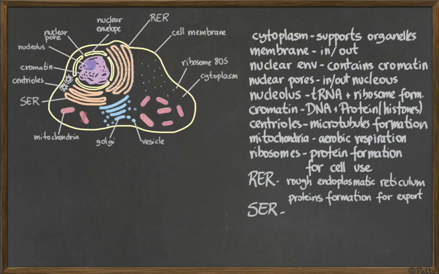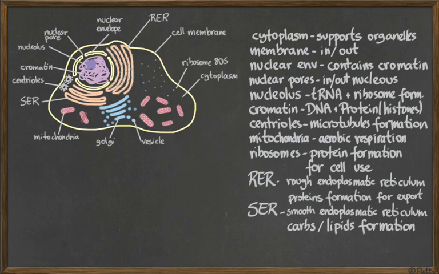The smooth endoplasmic reticulum is also related to production, but not production of proteins because they don't have ribosomes. So what do they produce? The other two macromolecules. They are going to be producing carbohydrates and lipids, so basically sugars and fats. Also, again, mostly for export.